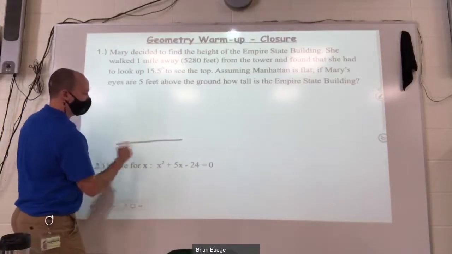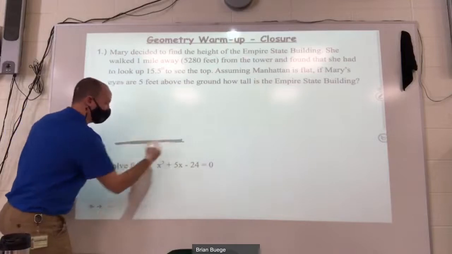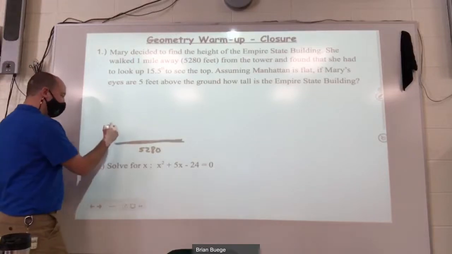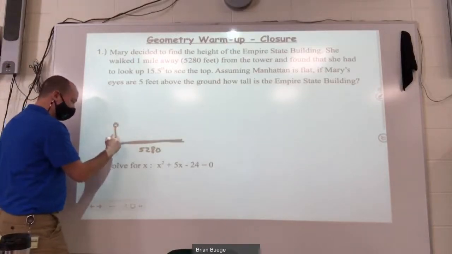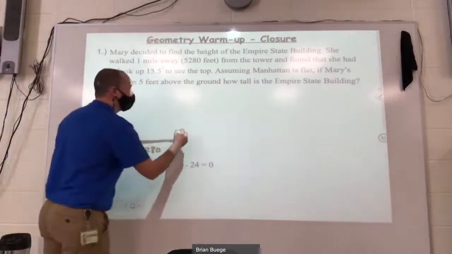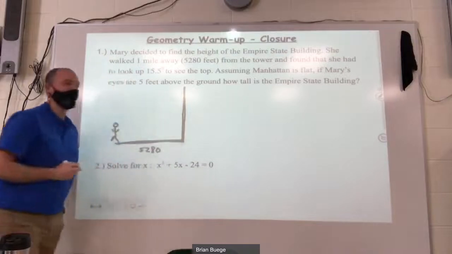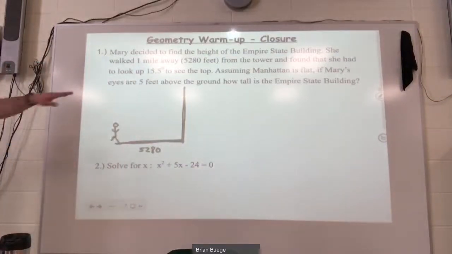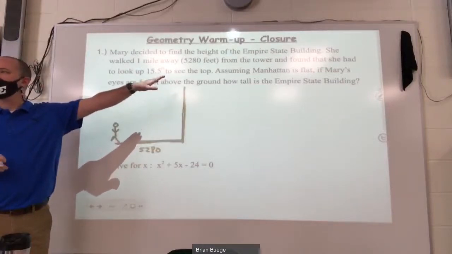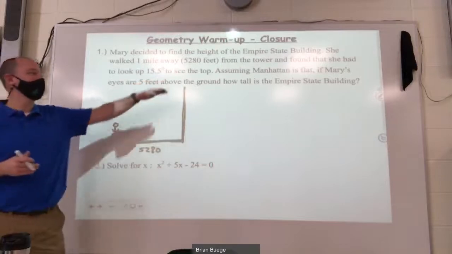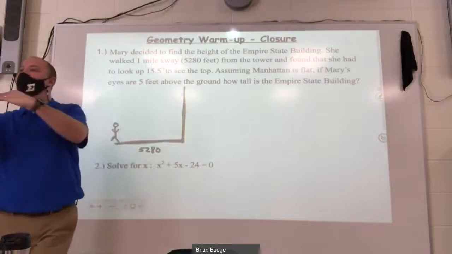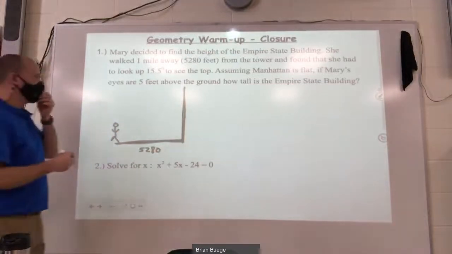So here's kind of the general picture of what's going on here. Let's say this is the distance that she walked, so let's call that the 5,280 feet. Then let's say that Mary's standing right here, there's Mary, at that spot. The Empire State Building is over here. By the way, why did they tell you in the problem, assuming Manhattan is flat? What does that have to do with anything? Yeah, they're trying to say, if the Empire State Building is vertical and the ground is flat, that's a 90 degree angle. That's why that's in there.